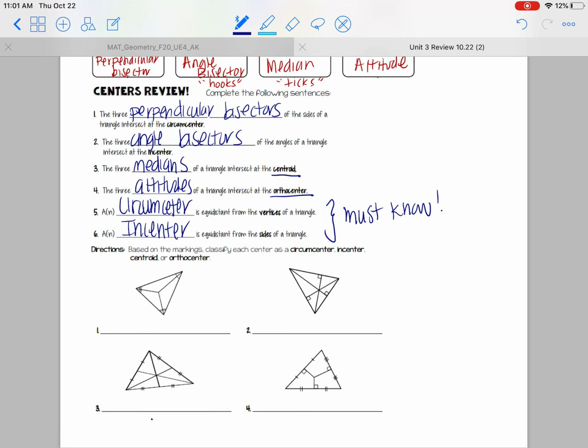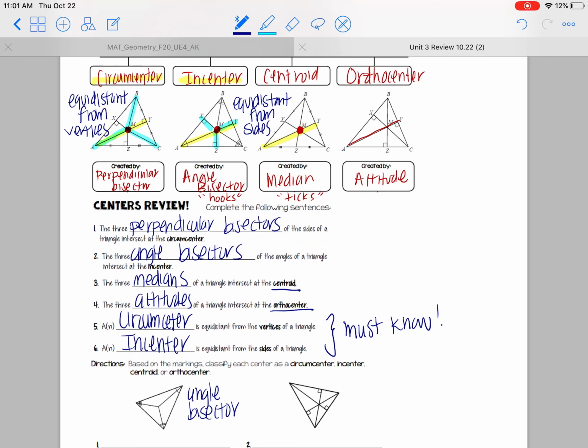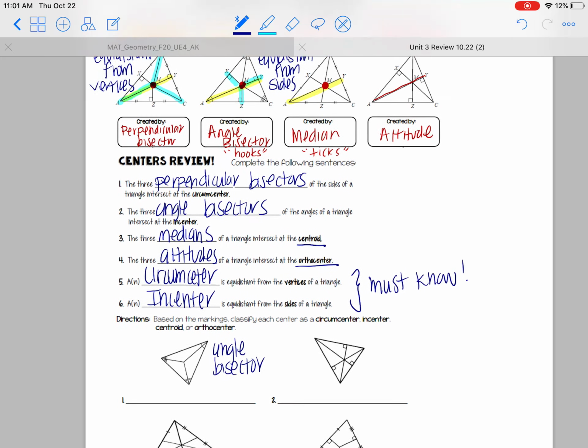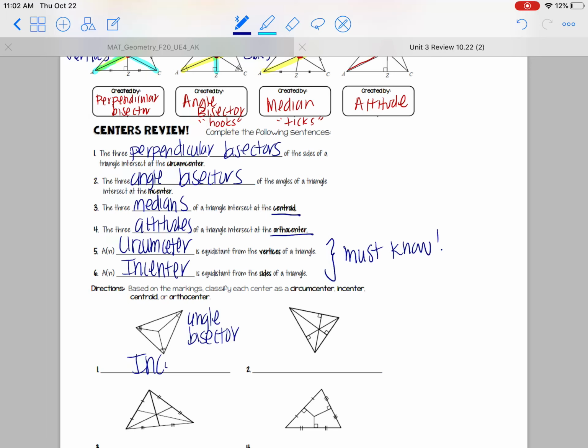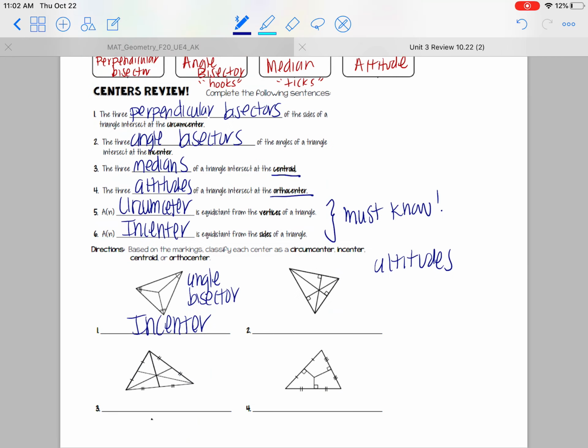Okay, so looking at this one, we're going to determine what kind of centers are shown in each diagram. So here we notice that we have angle bisectors. If we look at our diagram, we notice that the angle bisectors are formed by the incenter. In the next one, we're given the altitudes. So these altitudes are formed by the orthocenter.